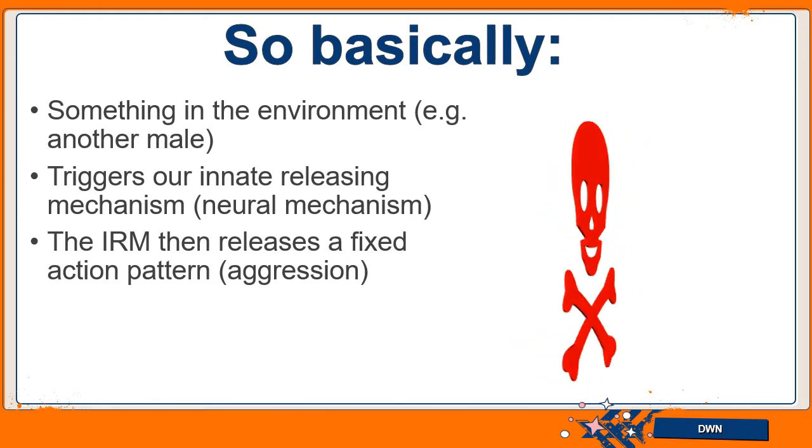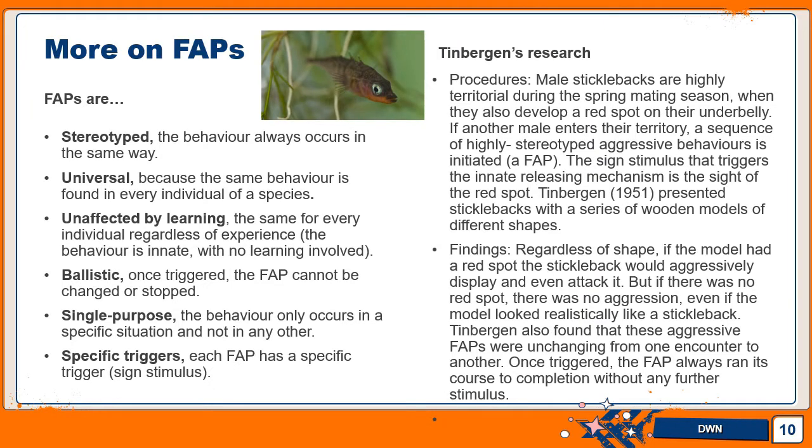Now, this has been shown in plenty of research, and obviously pause this at any point so you can make some decent notes. But fixed action patterns are considered, these bullet points on the left, to be stereotyped in the sense that they always occur in the same way, universal in the sense that they're found throughout the species. They can't be unlearned, so they are innate. They're in no way created by learning, and therefore they can't be affected by learning. They're ballistic, which means that once they're launched, there's no backing out.